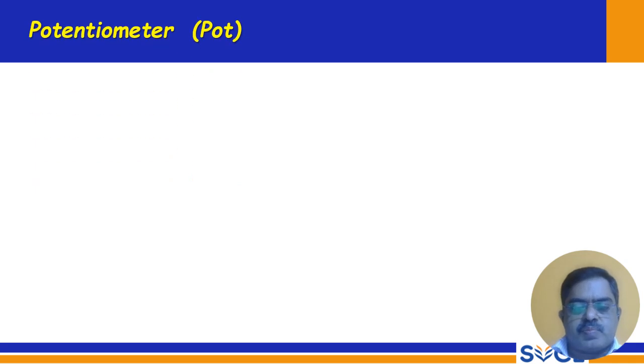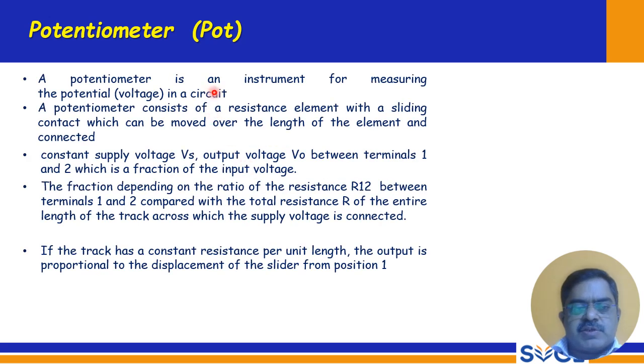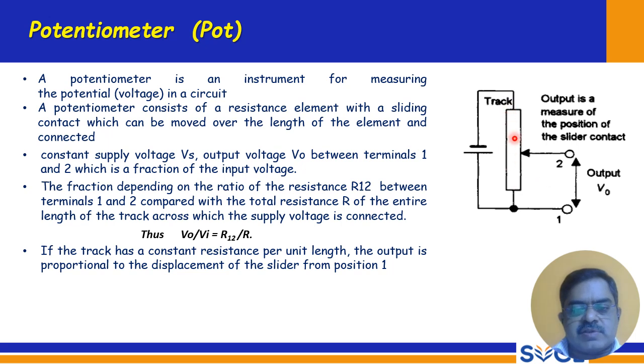Then we will move to the potentiometer. In short, it is known as pot. The potentiometer is an instrument for measuring the potential voltage in a circuit. The potentiometer consists of a resistance element with a sliding contact. It is like this. So this is the sliding contact, which can be moved over the length of the element. A constant supply voltage is connected, that is Vs, the supply voltage. The output voltage V0 is between terminals 1 and 2, which is a fraction of the input voltage.